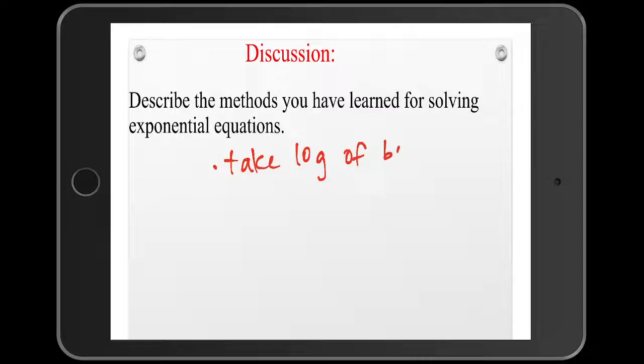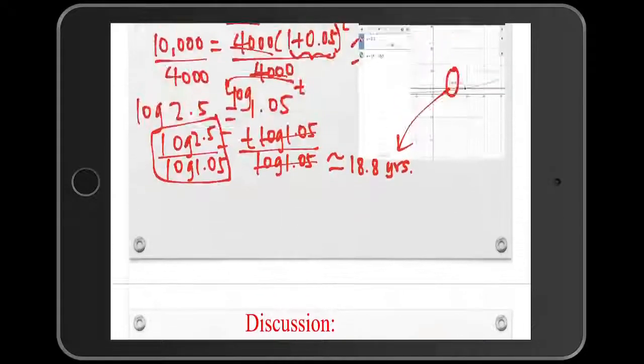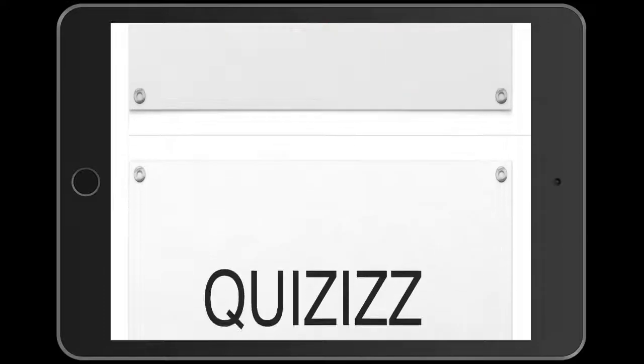of both sides and then use properties of log to evaluate. That's what we learned using algebra. And another way is, of course, to use a graph, the graphing calculator. That would be another way, as we have demonstrated in this problem and the previous one here. And that is a wrap for today.